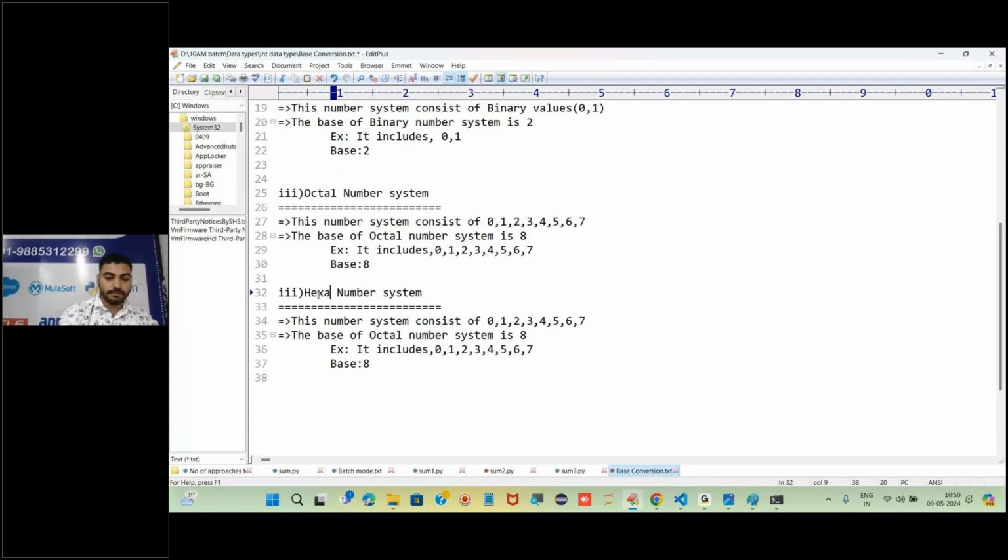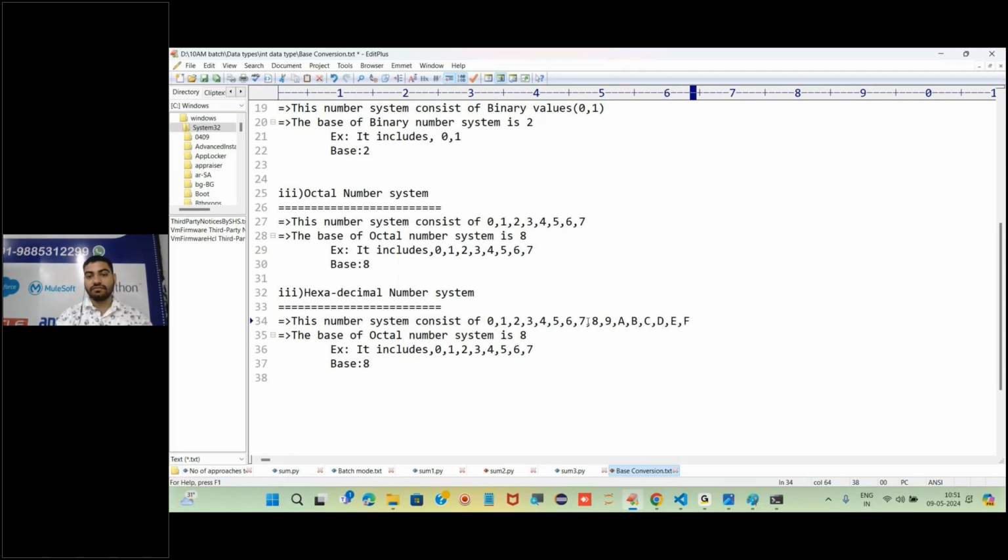Hexadecimal. Hexadecimal value, decimal number system. Okay, sorry, decimal. So hexadecimal, just copy this. This number system consists of 0 to 8, 9. Then A, B, C, D, E, and the last one is F.